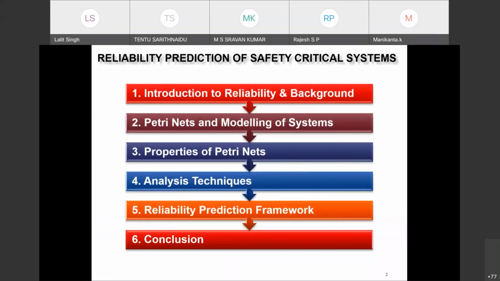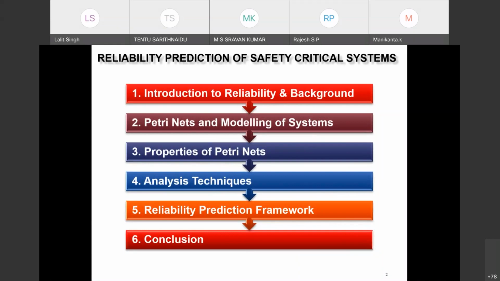And we'll see the quick agenda of today's talk. Introduction to reliability and the background I have already given, so I'll not be wasting much time on it. Probably we can discuss some of the traditional techniques or methods through which we can quantify reliability. Then again, I'll be touching on Petri nets and the modeling of systems.